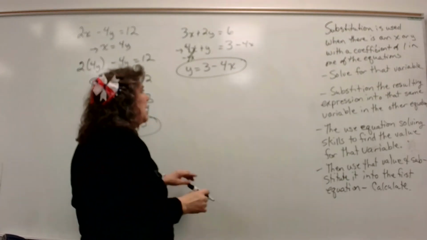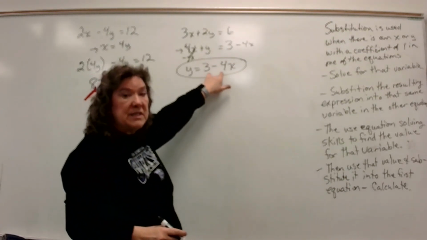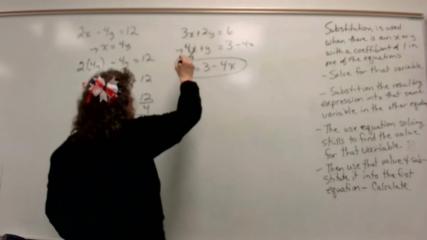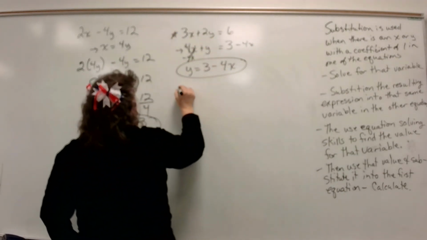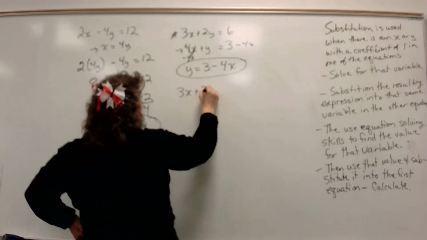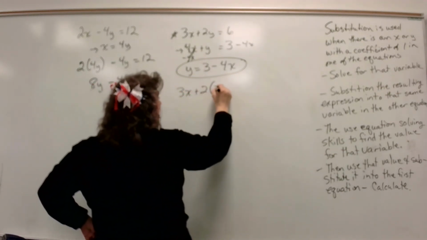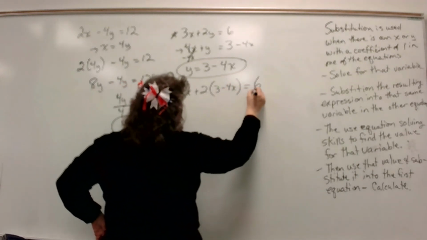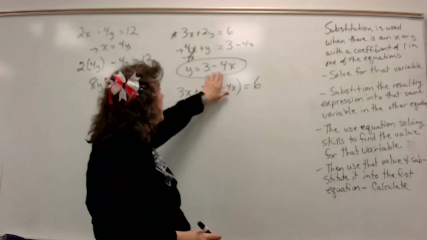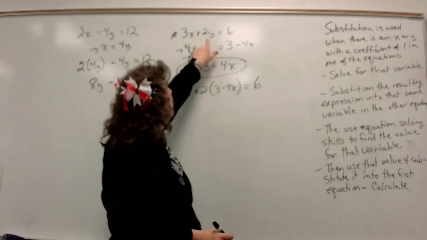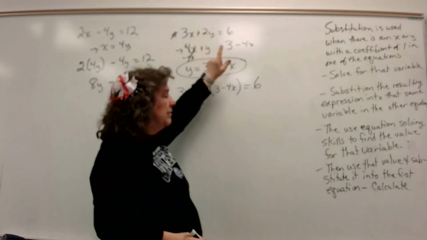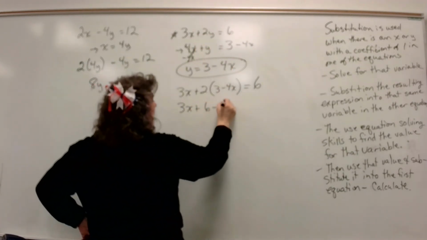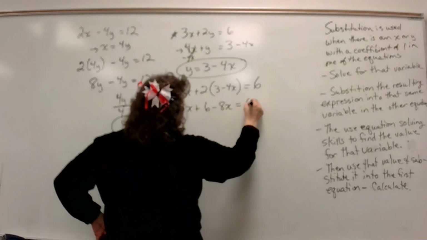This is the equation that I'm now going to use to substitute this expression in for the y in my other equation, okay? So you have 3x plus 2 times, my y is 3 minus 4x, and that's equal to 6. The only thing you change is you take this expression for the y and put it in for that y up there. So now I'm going to use equation solving skills, and I'm going to solve this thing.